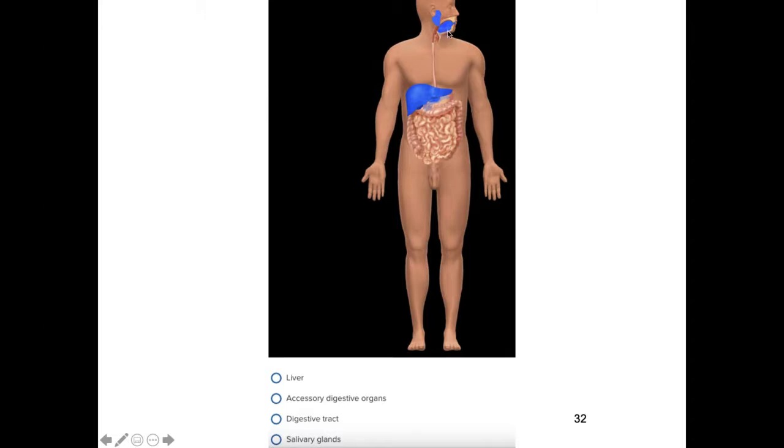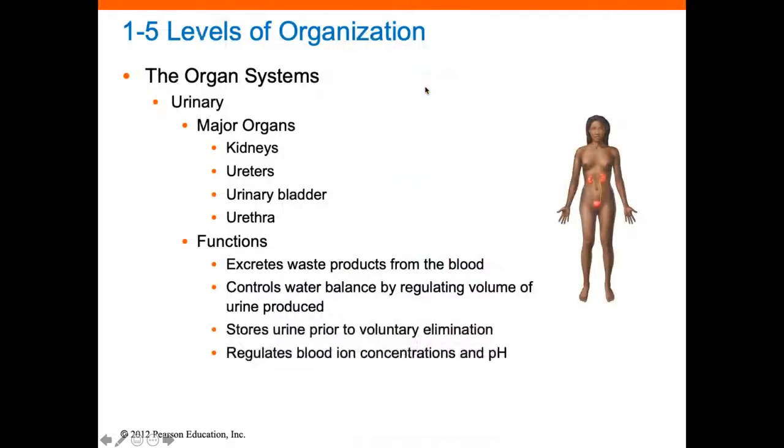Okay, now here we're looking at parts of the mouth. It looks like the salivary glands here, looks like the pancreas, it looks like the liver and the gallbladder. So is that the digestive tract? Is that the accessory digestive organs? So remember, the digestive tract is going to be the mouth, the esophagus, the stomach, small intestine, and large intestine. These other parts are accessory organs. So the accessory digestive organs are here in blue.